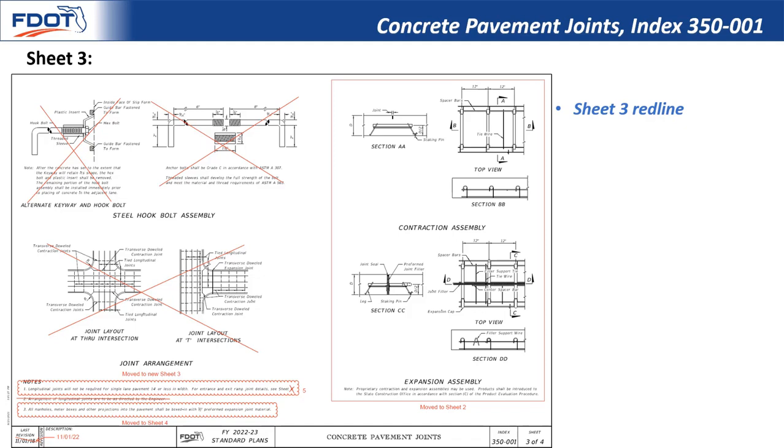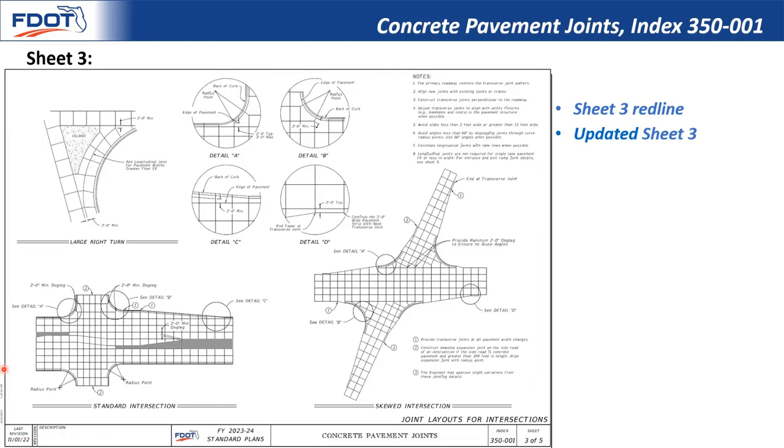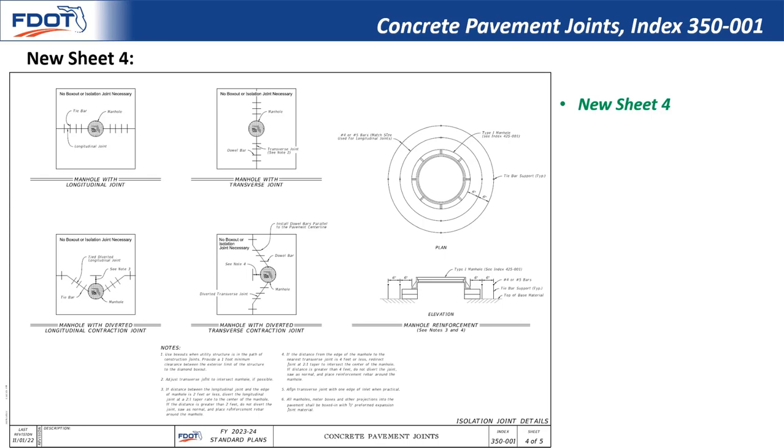The Sheet 3 red line shows deleted and moved information. The new Sheet 3 shows the joint layouts for different intersections. Here is the new Sheet 4 with the isolation joint details.